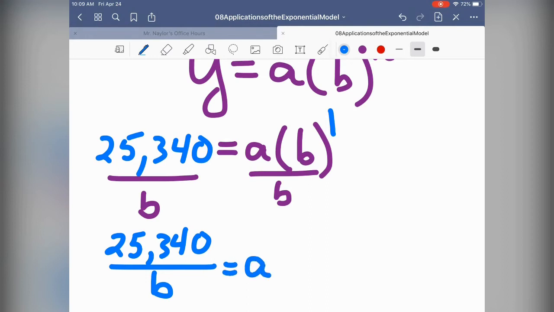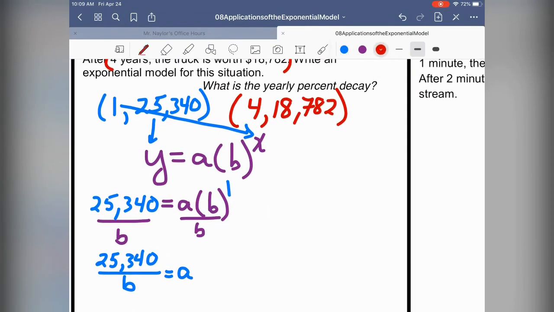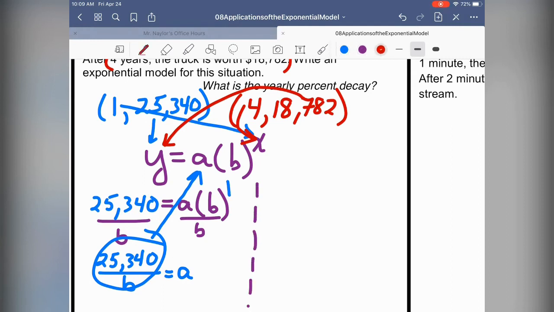Now, why would I want to do that? Well, when it comes time to go over here and use my second point, I'm talking about the point 4, 18,000, I can also plug that into this equation, where I will plug 18,000 in for y, and we'll plug 4 in for x. But the neat thing about this scenario is we will also have something to plug in for a. And what will we plug in for a? Well, we will plug 25,000 over b. Now, there's a lot of arrows pointing here, I know. So let's kind of do one thing at a time. We're going to plug 18,000 in for y.